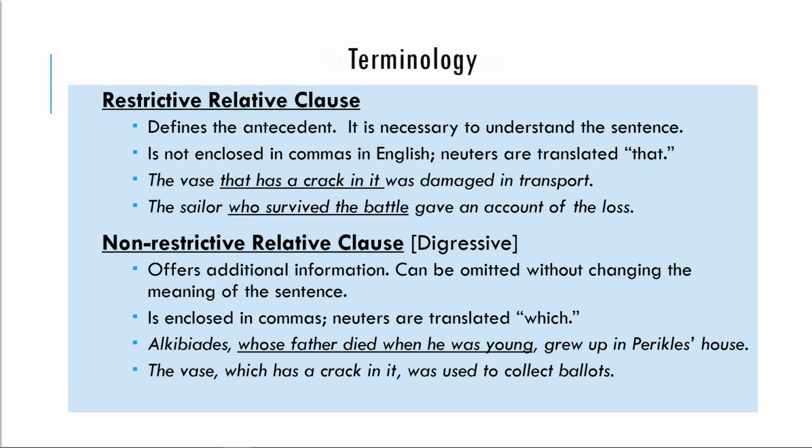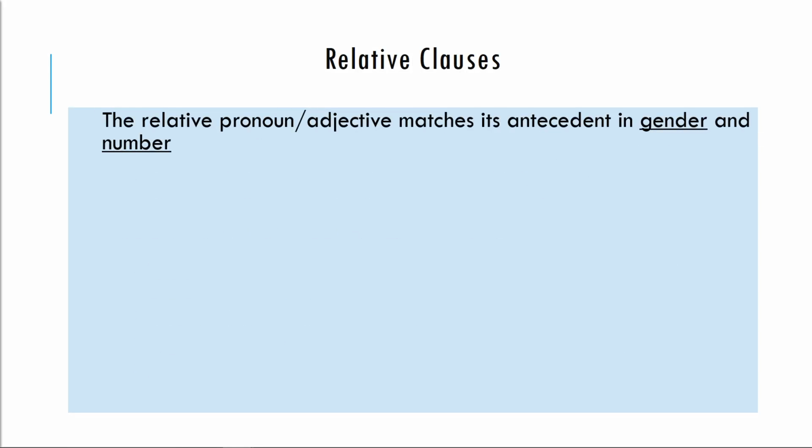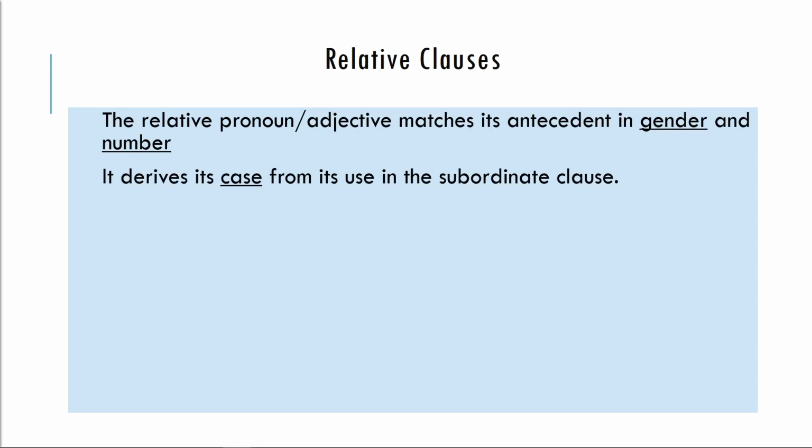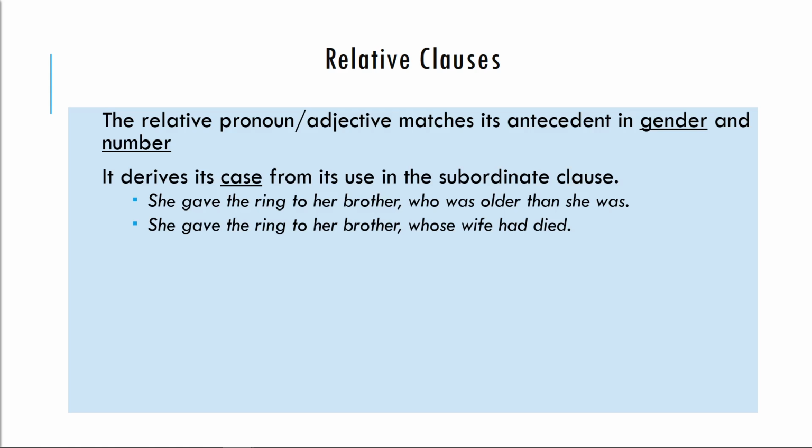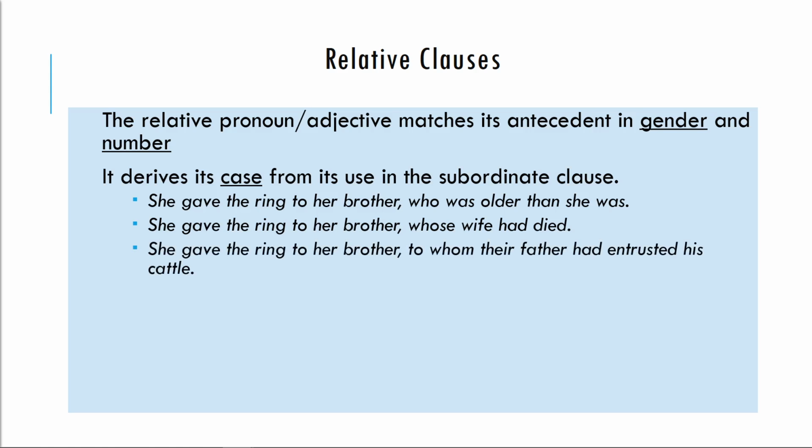Now, the relative pronoun or adjective will match its antecedent in gender and number. However, it takes its case from what it's doing in the subordinate clause. Okay, so this is an important principle to remember. You should remember it in English as well, and you won't make so many grammatical mistakes. Don't ever say "to who," because it has to be the object of a preposition. So: she gave the ring to her brother who was older than she was, whose wife had died, to whom their father had entrusted his cattle, whom the city exiled.